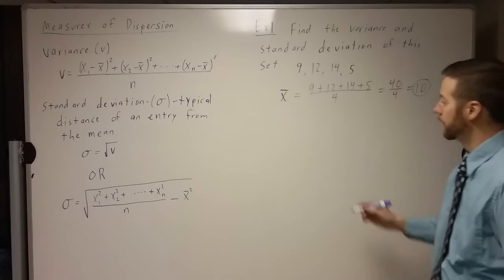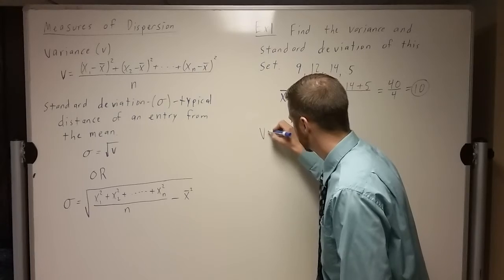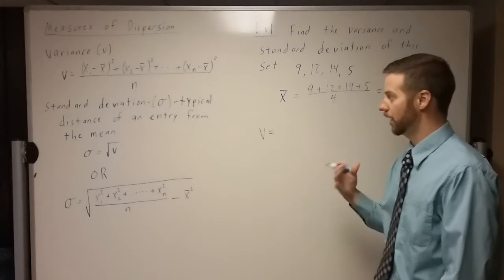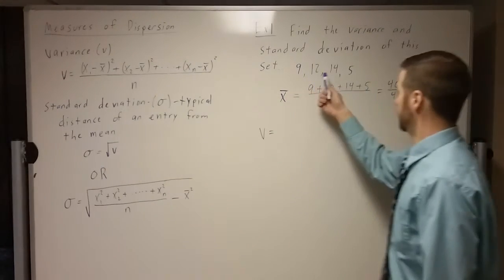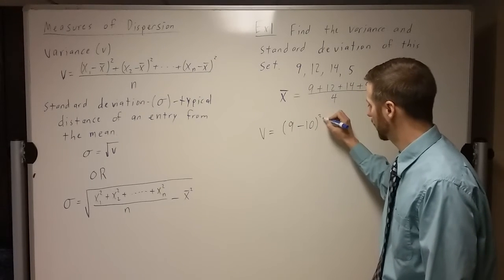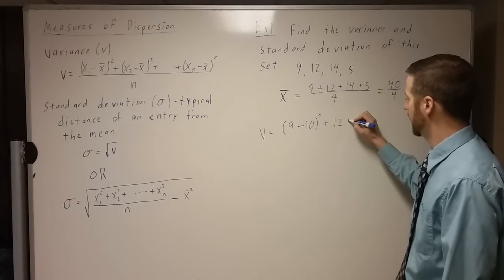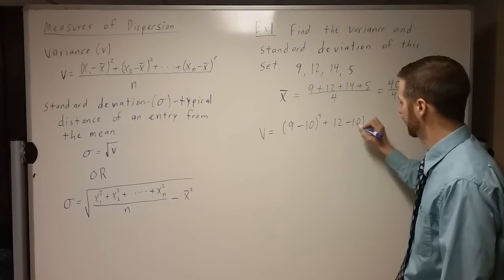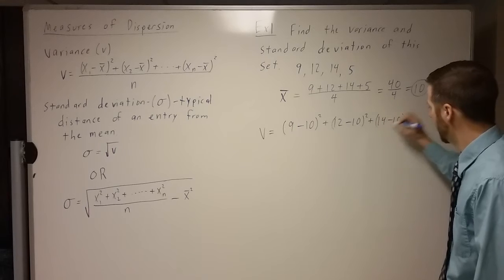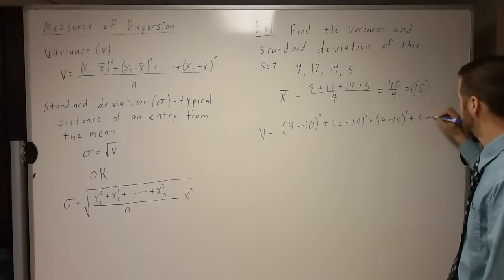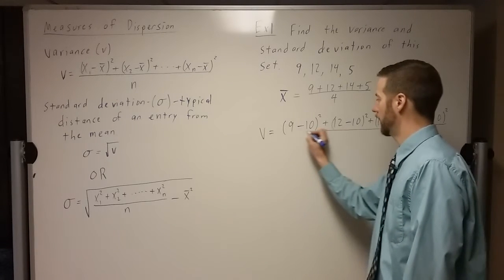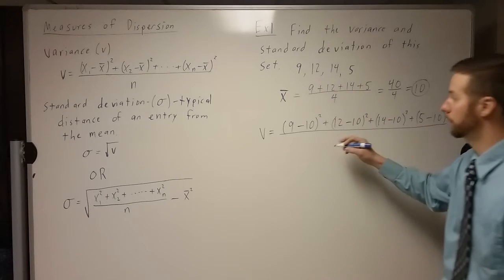Now let's see if we can find the variance. To find the variance, I'm going to use this right here. Remember, x sub 1, x sub 2, all the way up to x sub n just represent our data entries. So we're going to do something like this. We've got (9 minus 10) squared, plus (12 minus 10) squared, plus (14 minus 10) squared, plus (5 minus 10) squared. And then we want to divide all that by n, which in this case, since we've got 4 numbers, is 4.